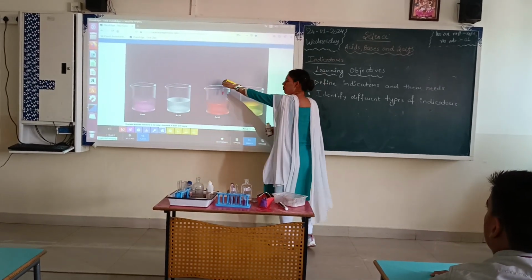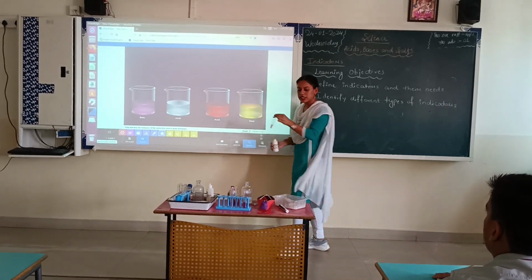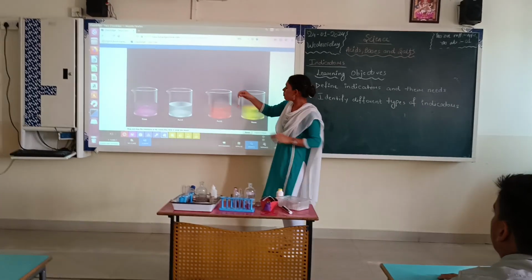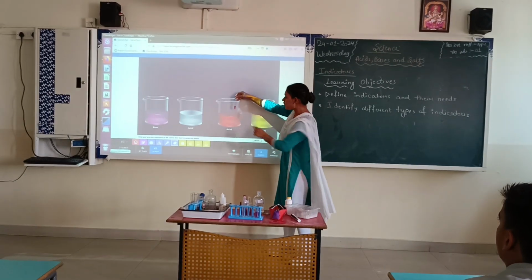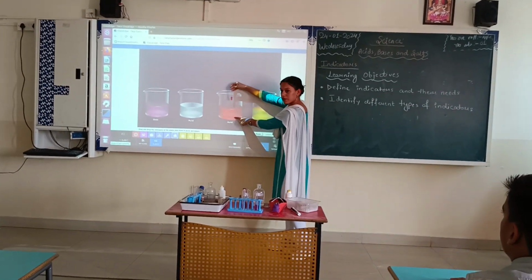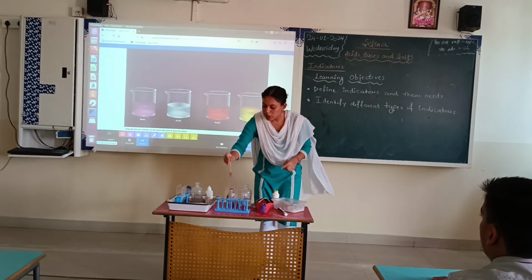This is the same color? Yes. All of you can see that? Yes. That means methyl orange with acid gives this particular color. Can you see that? Yes. Now we will check with base.